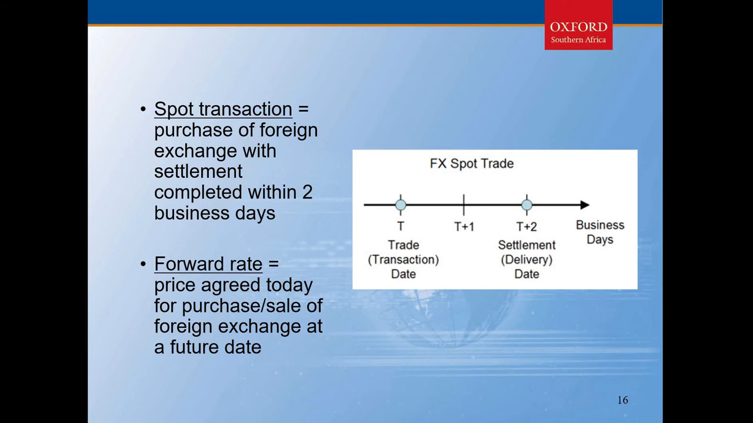Okay, we also get 2 types of forex transactions, foreign exchange transactions, guys. You get a spot transaction. So if I go to Rennie's Travel at Tiger Valley now and I go buy myself $1,000 and they will charge me, for example, 18 Rand 50 to the dollar, so I will pay them 18,500 Rand plus an administrative fee.